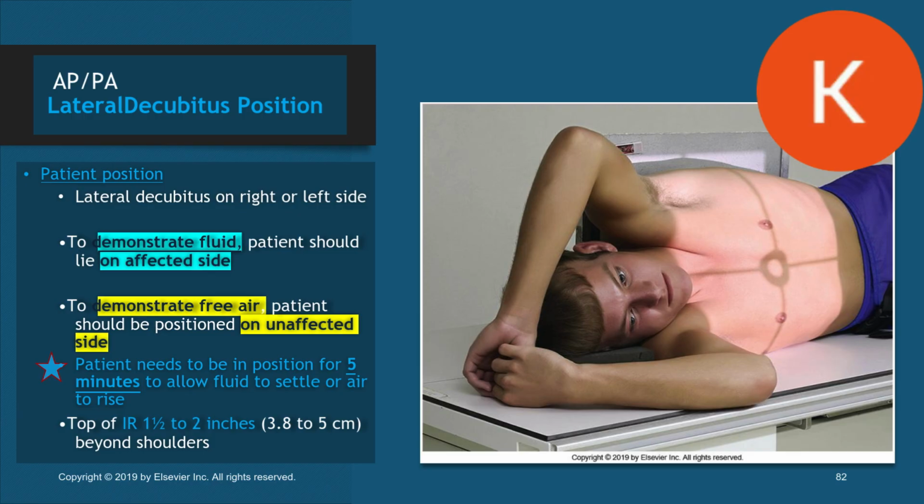Okay, we learn about AP and PA lateral decubitus position in this slide. So patient position, we have lateral decubitus on right or left side. To demonstrate fluid, the patient should lie on the affected side. To demonstrate free air, the patient should be positioned on the unaffected side. Very important to know this. This could be like a board exam question. The patient needs to be in position for 5 minutes to allow fluid to settle or air to rise. Top of the IR is 1.5 to 2 inches or 3.8 to 5 centimeters beyond the shoulder level.